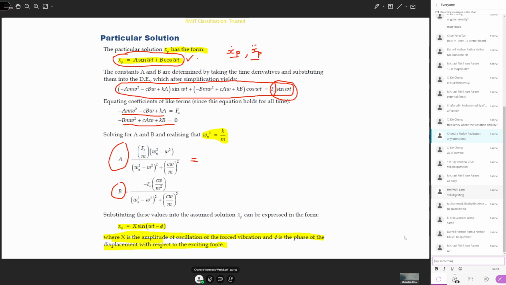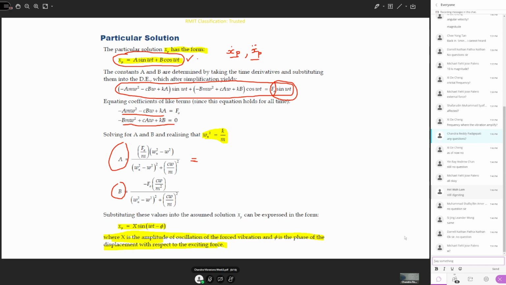If you take any textbooks or materials, these derivations are shown. Just by choosing the particular solution like this, taking the first and second derivatives, and substituting back into the given differential equation, we can simplify and solve for the two constants. So A and B can be solved like this. Once you substitute back A and B, that will be your particular solution.